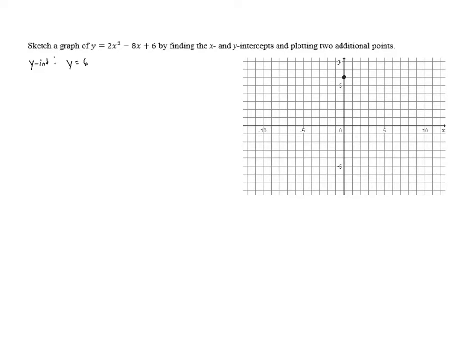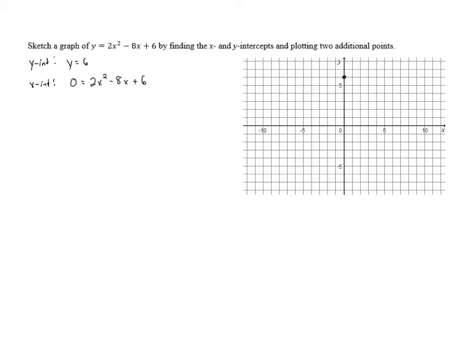Finding the x-intercepts will be a little bit more involved. Remember that the x-intercepts come from setting y equal to 0. So if we do that, we end up with 0 equals 2x squared minus 8x plus 6. And we need to solve this quadratic equation to figure out the values of x.